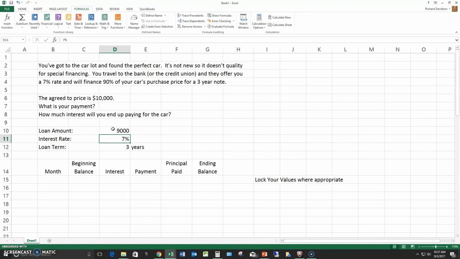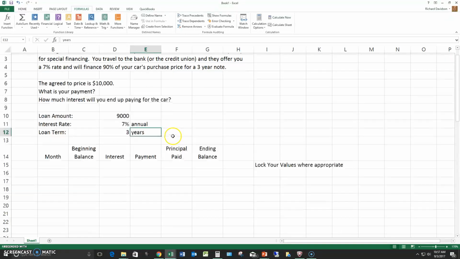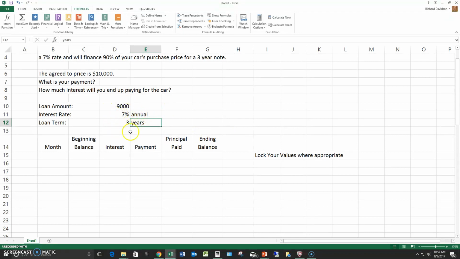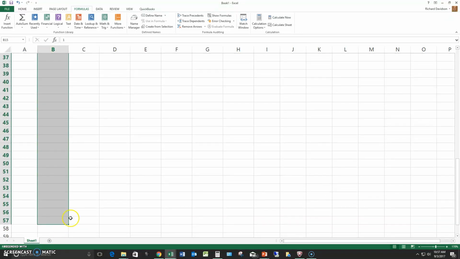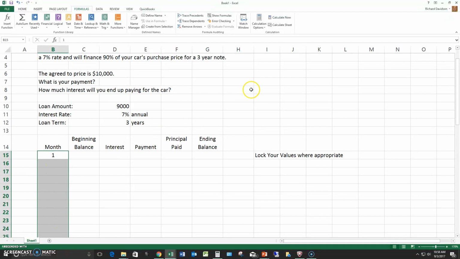We have an annual interest rate of 7%, and we're going to borrow money for 3 years. And we're not going to change these to be monthly yet. We're going to change those in the formula. We're going to start in month 1, and we learned that handy trick on fill. I'm going to grab 30 or 40 of these and just fill that number in. Let's see what happens.